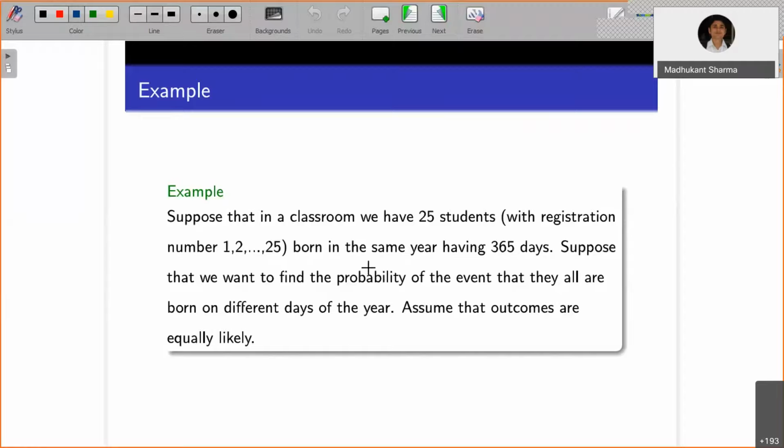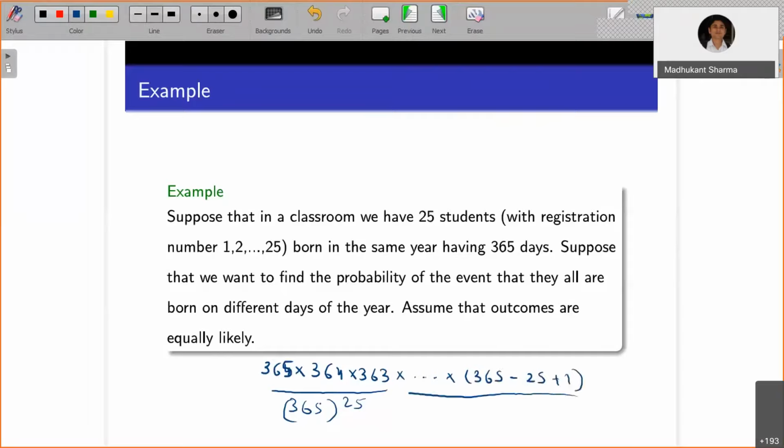Okay, so students born in the same year having 365 days. So the number of possible outcomes: each can be born on any individual day, so each has 365 days, right? So there are 365 to the power 25. How many students are there? 25 students. So the first student has 365 choices, the next 364, so 365 into 364 into 363 and so on, into 365 minus 25 plus 1.